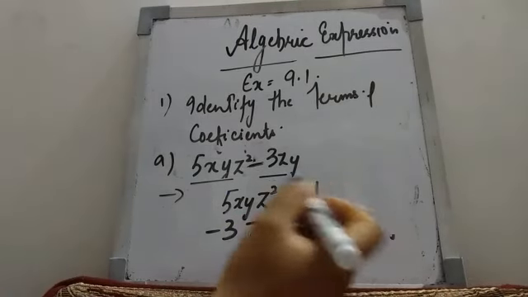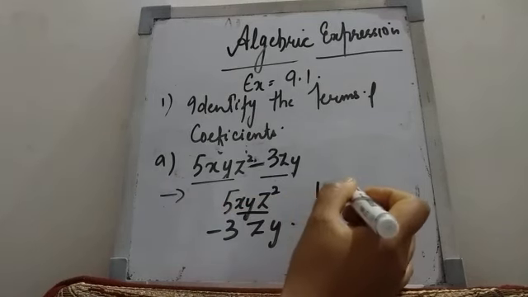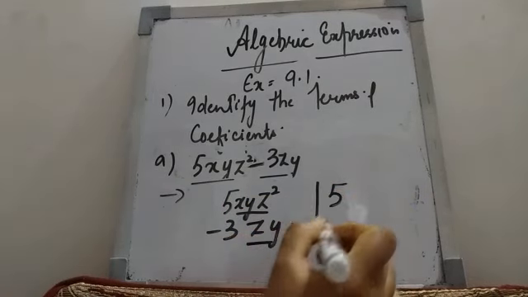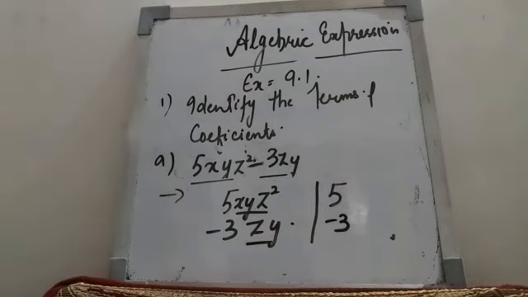Now what are the coefficients? What is the coefficient of xyz square? It is 5. And what is the coefficient of zy? It is minus 3.